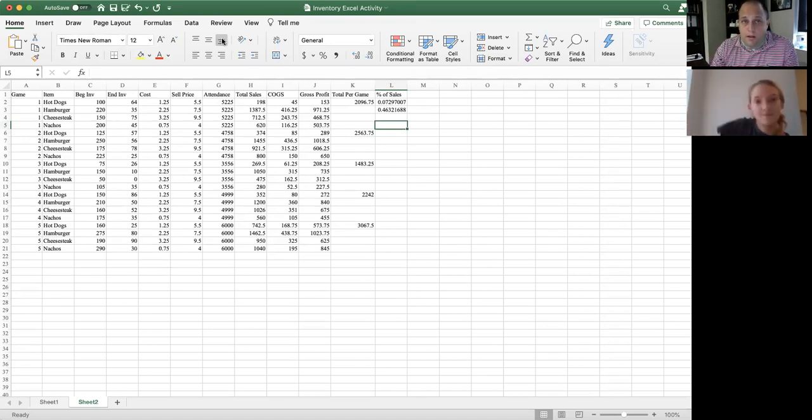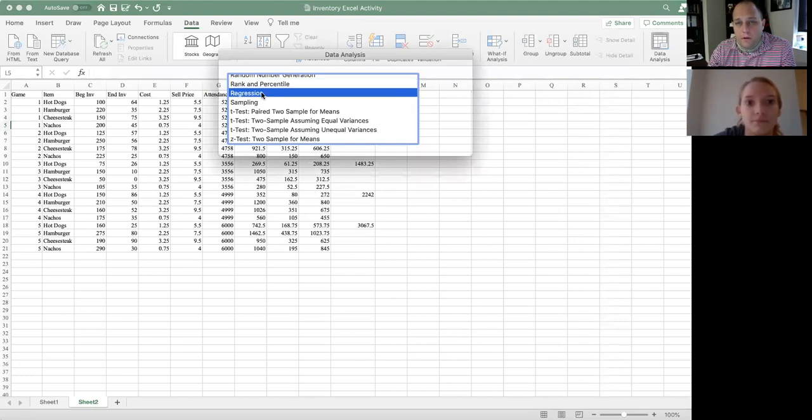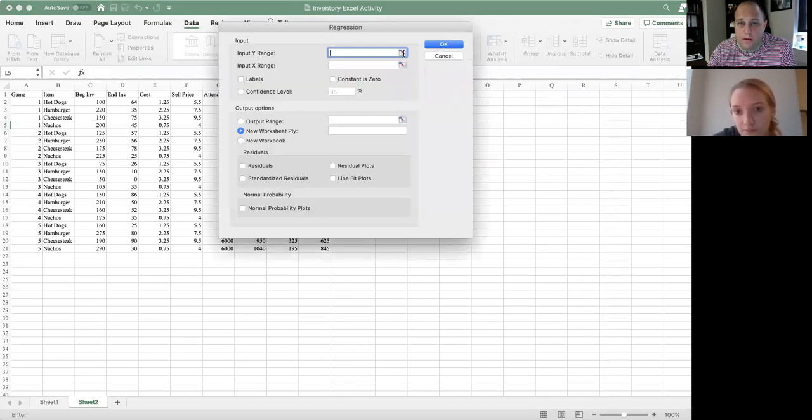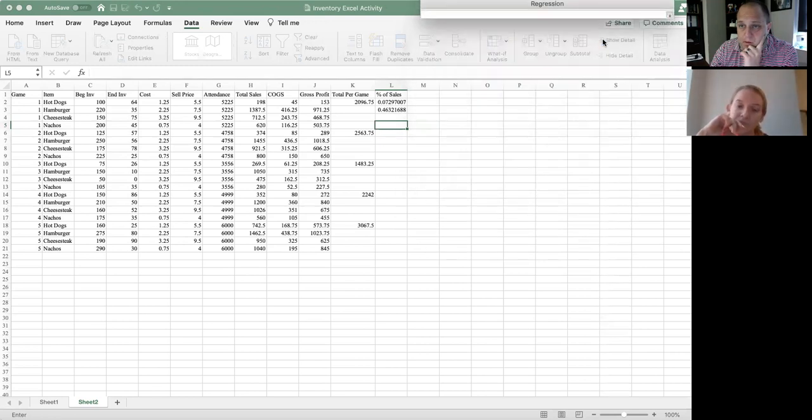So let's come up here to data. And what are we going to use again? The data analysis thing. Data analysis. And hopefully it decides to think and work. Okay, so we're going to use regression. And then our input. So one thing we have to remember is the y variable is what we are trying to predict, what depends on what the x variable does. So what we're looking for in this one is actually our ending inventory, okay?